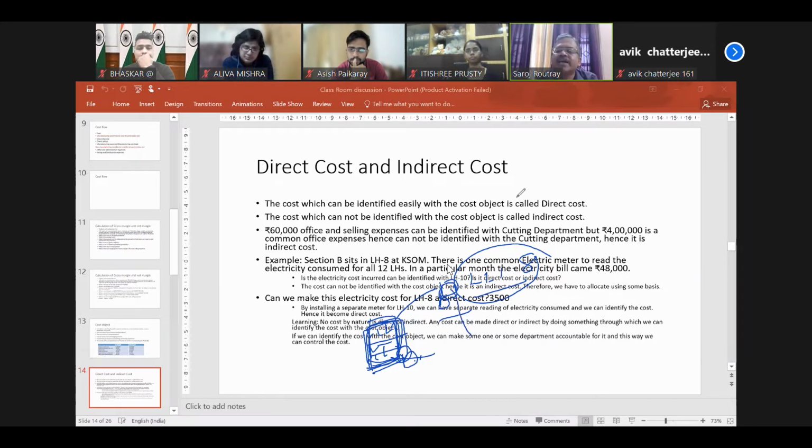In LH8, 80 students are sitting. If I have to find out the electricity consumed by an individual student, there is no way. Technology has not developed to the extent that one meter can be installed on each and every student to read how much electricity is consumed. So it's an indirect cost. So electricity is the same. If you can identify, it's a direct cost. If you can't identify, it's an indirect cost.